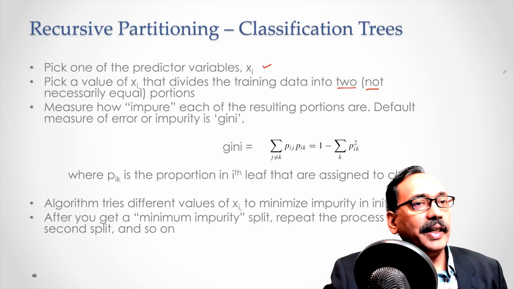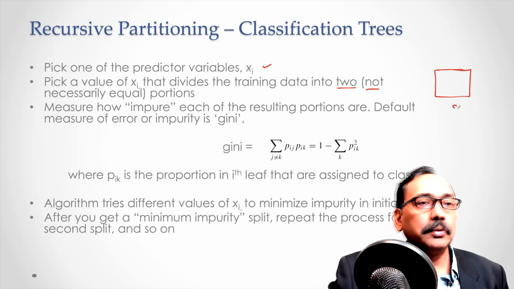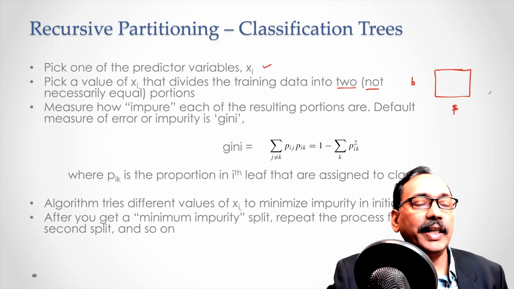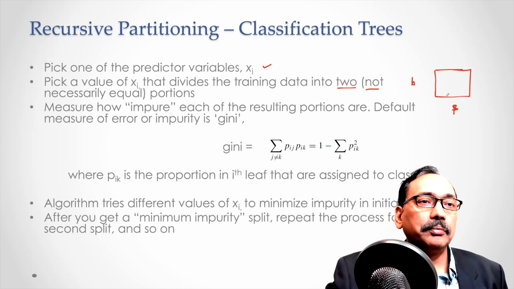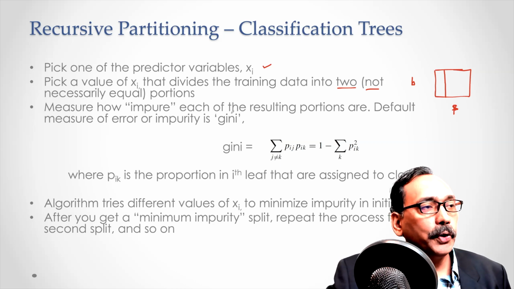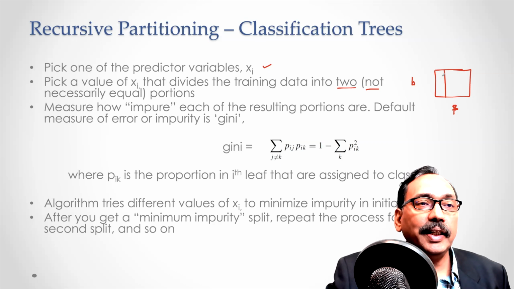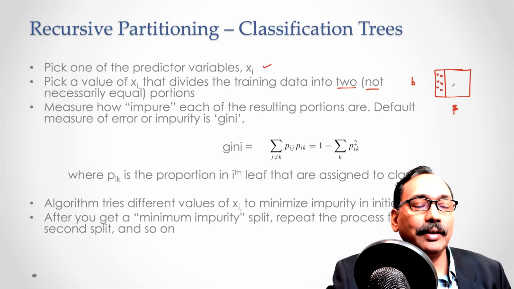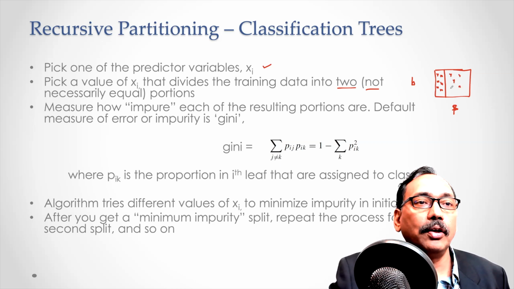And then once it has divided the whole data, let's say, this is for dollar and this is for the bank variable. Suppose the dollar variable divides the whole data into two parts. So measure how impure each of these resulting portions are. So how do you measure impurity? Obviously, in this cell, you may have some y's and some n's. I'm just hypothetically making more n's on the left and maybe more y's on the right. But there could be some n's also because it may not be a perfect partitioning.